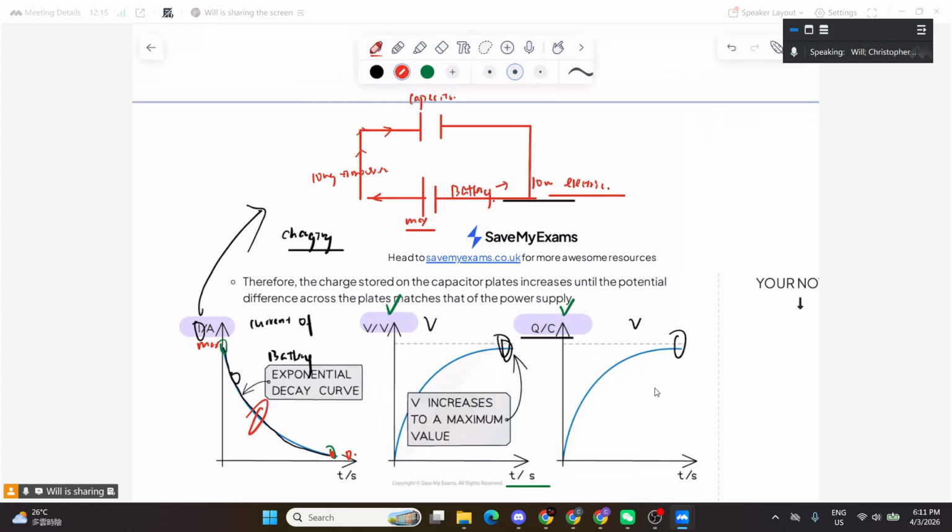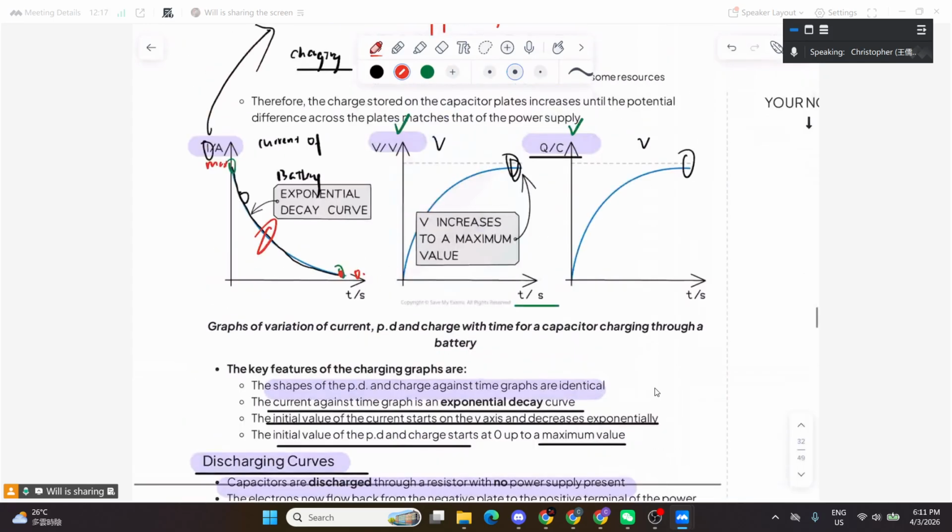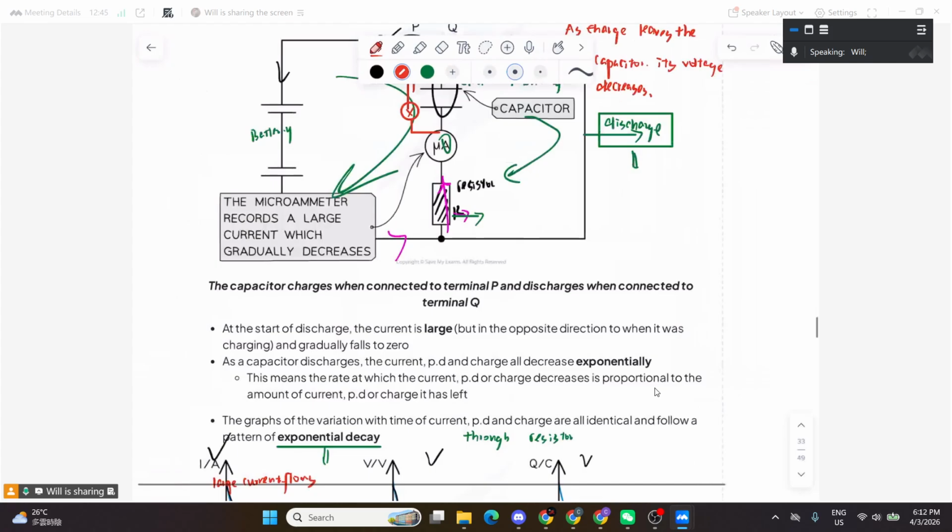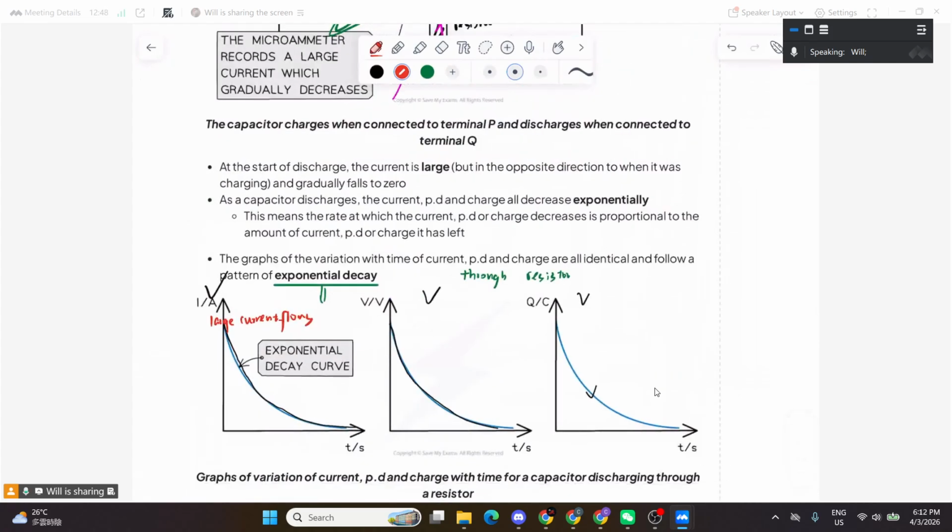So remember the graphs. The first charging graph, the particular one, is the current-time graph. The other two, the voltage and the charge quantity, increase to the maximum value during charging. But the current-time graph is like an exponential decay.